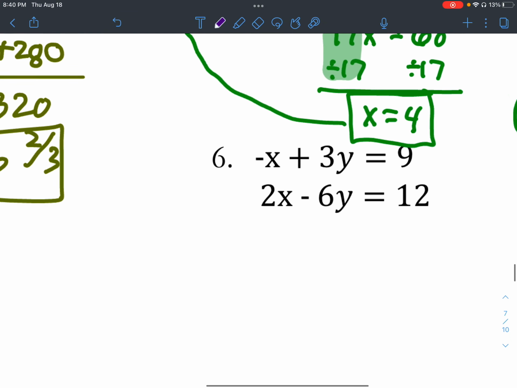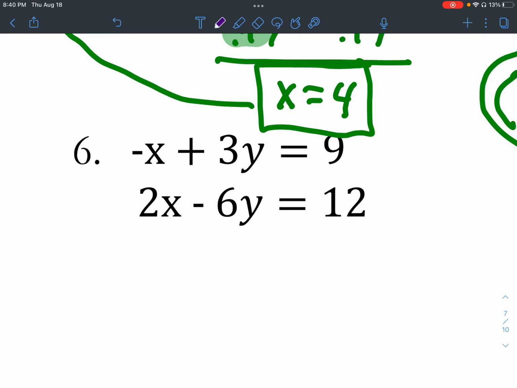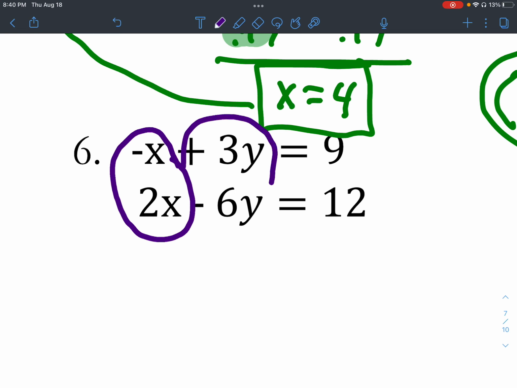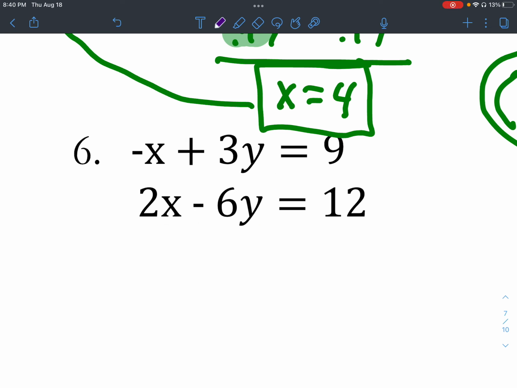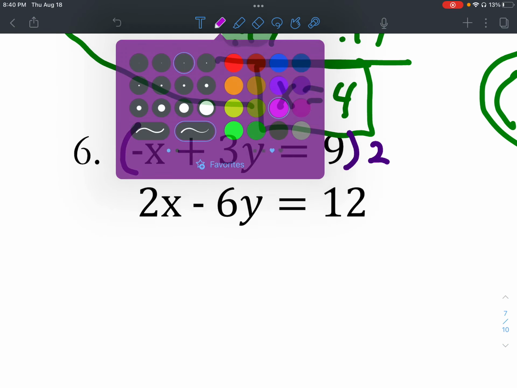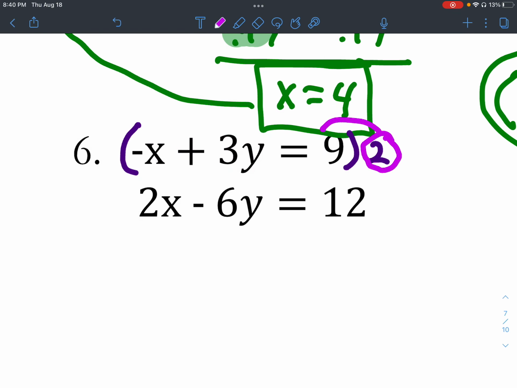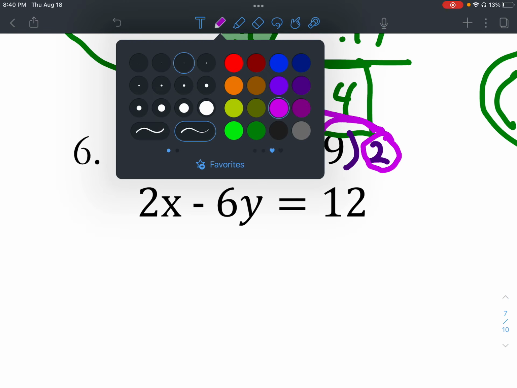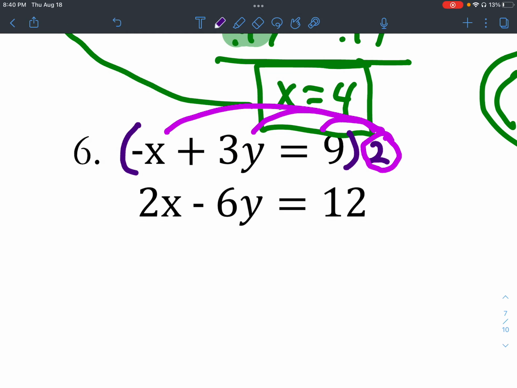Last but not least, ladies and gentlemen, let's take a look at this one. I once again see positives and negatives here. We could have also done the y's. It does not matter which one we choose, but I'm going to take this top equation, multiply it by 2, and distribute. Those are too close together. Let's use purple and pink. Distribute, distribute, distribute. I'm going to write it underneath. I end up with negative 2x plus 6y equals 18.